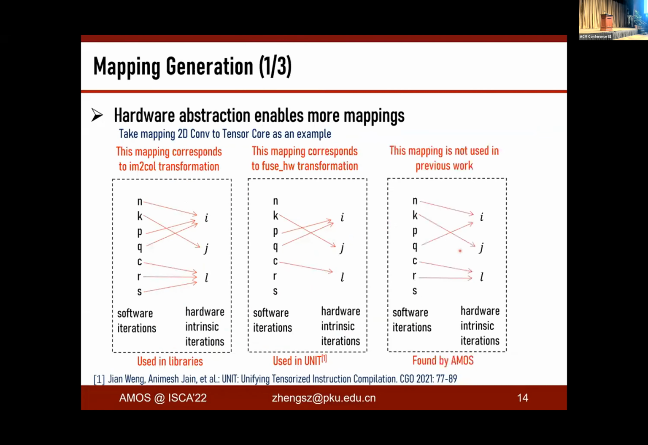For example, the 3rd mapping in this slide maps different software iterations to hardware iterations. The software iterations not used remain normal loops. And this observation implies that our hardware abstraction opens a new space of mapping design and enables more mapping possibilities that are not explored in previous work.